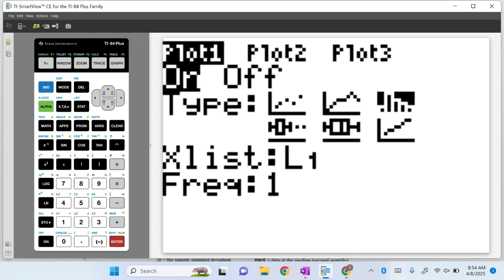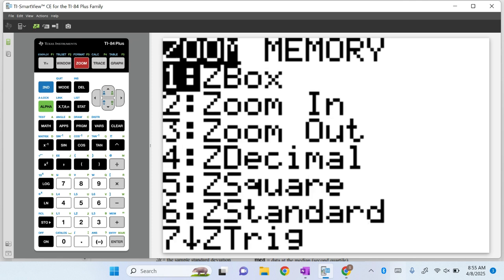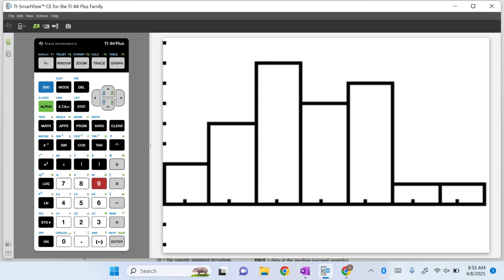From there, you can pick the type that you want: scatter plots, this one right here is histogram, box plots. I can scroll down and select the histogram. I'm making sure it's coming from L1 with a frequency of 1, which should be automatically generated. Then to get your graph, hit zoom and then 9. And there's your histogram.